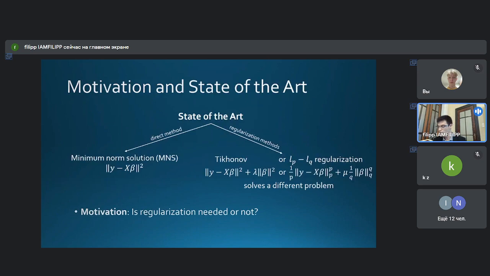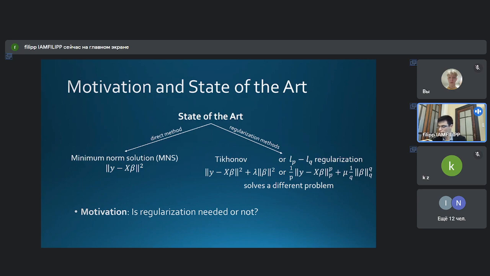Now, in order to solve this problem, we will have to choose between two paths. The first one is a direct method. In solving directly, we will use the minimum norm solution, also known as the MNS. In this method, we will try to minimize this norm, y minus x beta. The second path we may follow is the regularization path.